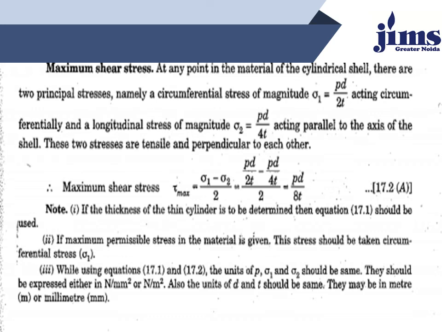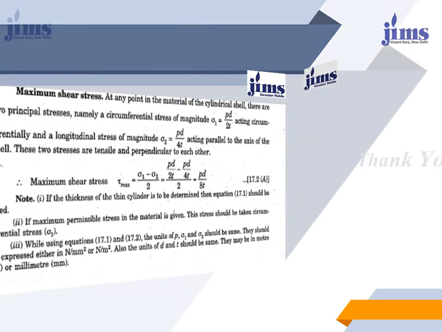If the thickness of the cylinder is to be determined, then equation 17.1 should be used. If the maximum permissible stress in the material is given, this stress should be taken as the circumferential stress, that is sigma 1. While using these equations, the units of P, sigma 1 and sigma 2 should be the same. They should be expressed either in Newton per millimeter square or Newton per meter square. Also the units of D and t should be the same.